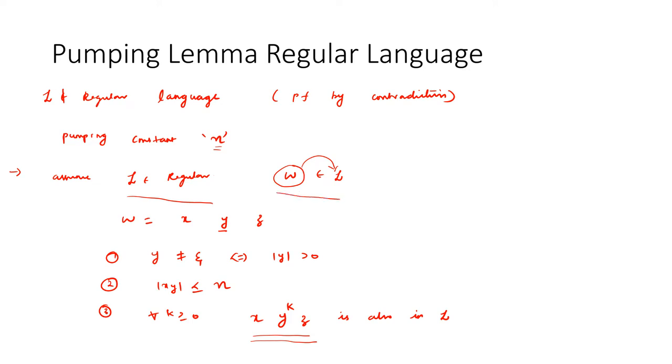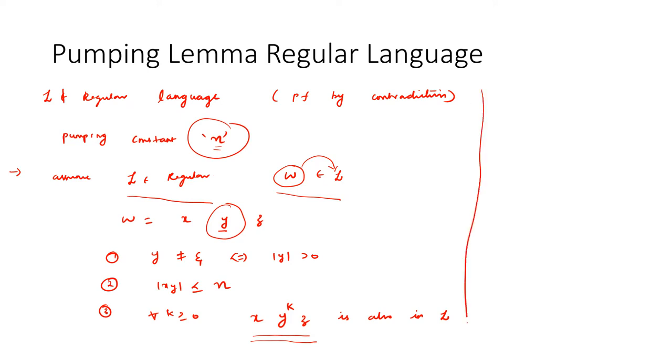string that belongs to the regular language, we can always partition W into X, Y, Z, and the conditions are Y should not be equal to epsilon. The length of X, Y combined should be less than or equal to the pumping constant that you choose. Now if you partition W into X, Y, Z and pump the middle portion any number of times, then the resultant string should also be part of the language.